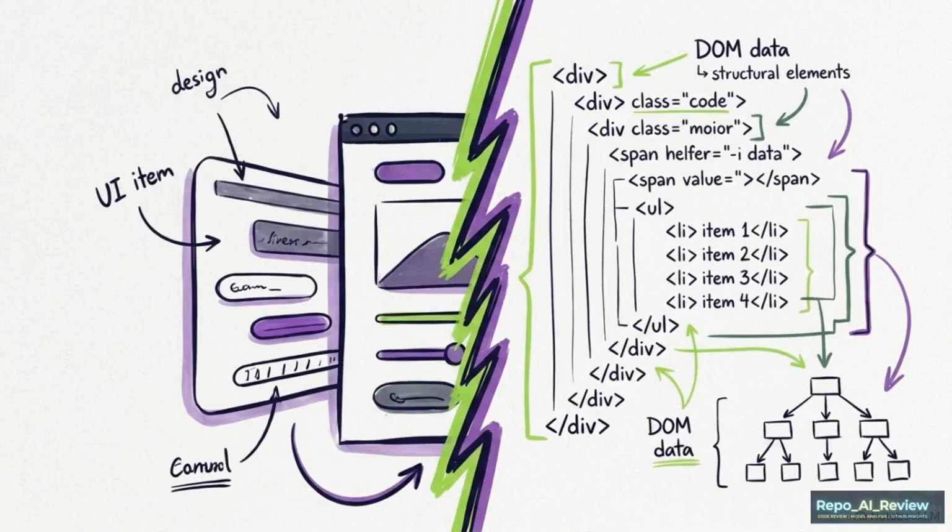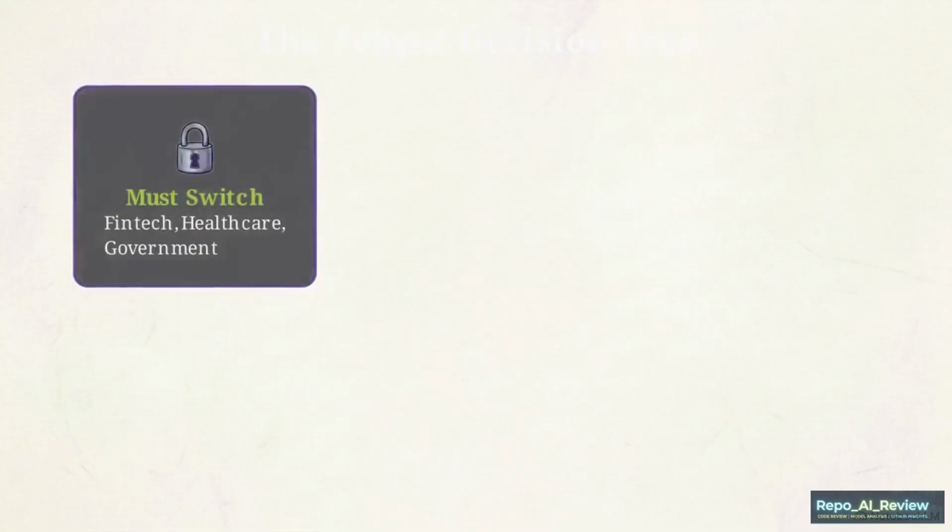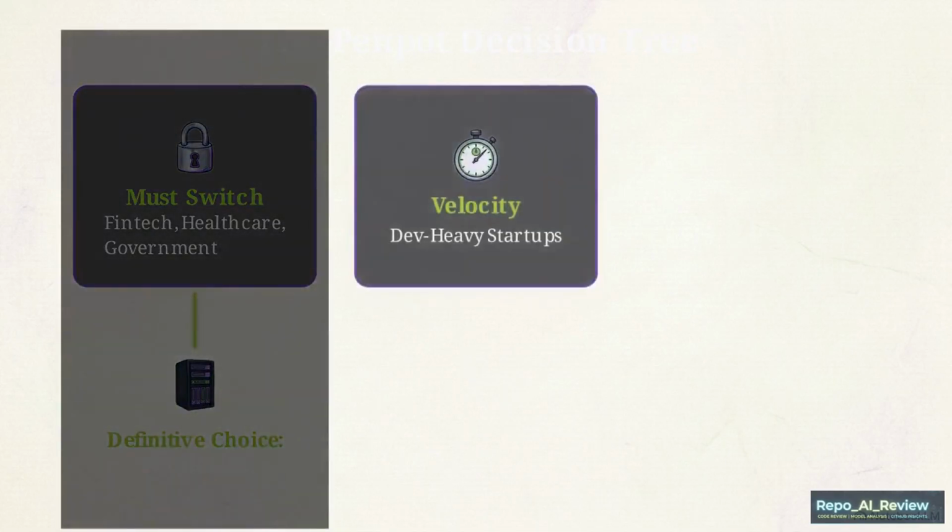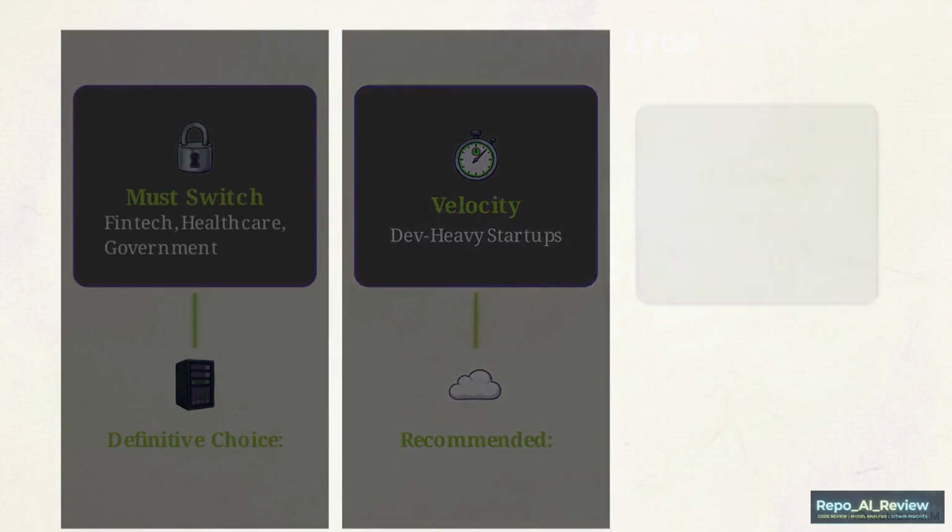Choosing Penpot requires mapping your specific pain points against these strict trade-offs. Looking at this decision tree, if you are a must-switch organization like fintech, healthcare, or government, compliance dictates your software. The ability to deploy Penpot entirely self-hosted makes it the definitive choice. If you are a developer-heavy startup where the handoff bottleneck is killing your velocity, Penpot is highly recommended. Using the cloud-hosted SaaS version gives you the CSS Grid accuracy and native design tokens without the DevOps overhead.